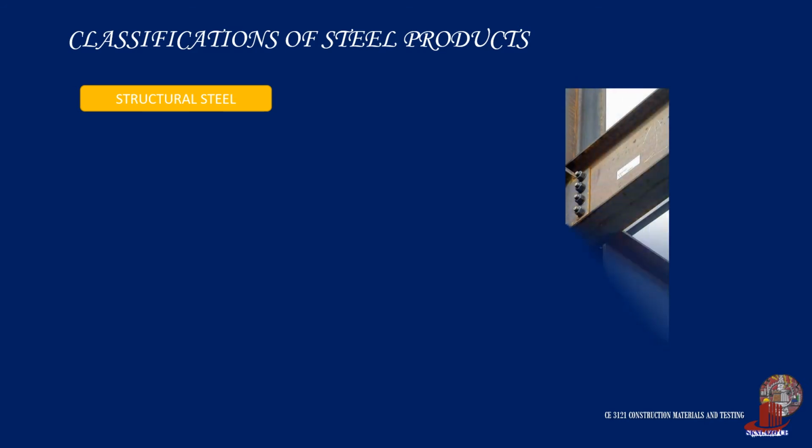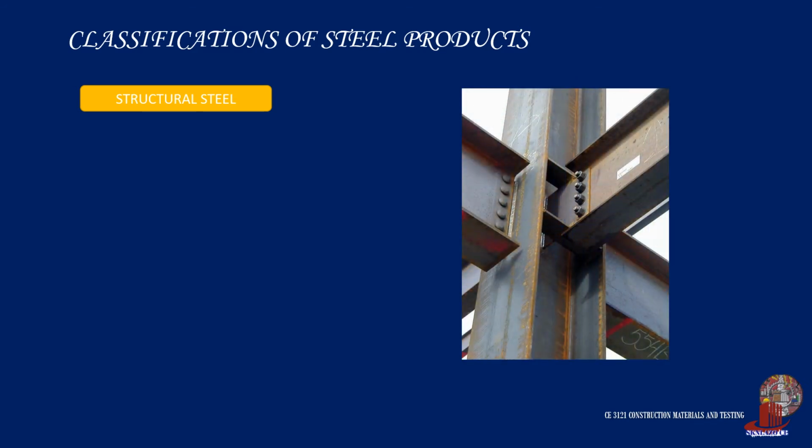Structural steel is used in most cases for vertical columns. It is produced by continuous casting and hot rolling for large structural shapes, plates, and sheet steel.